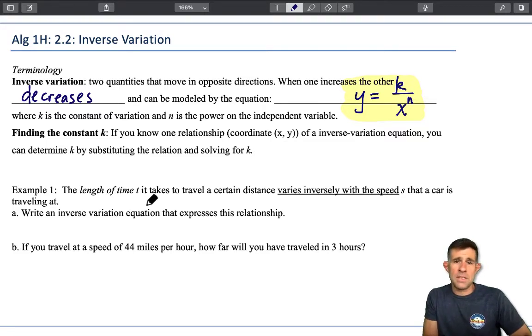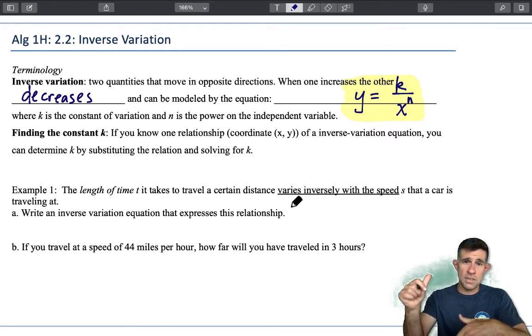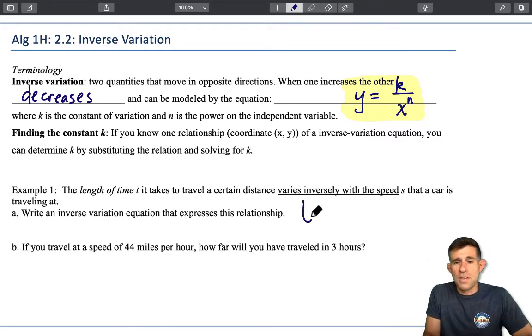The length of time it takes to travel a certain distance varies inversely with the speed that car is traveling at. Think about it for a minute. You live a certain distance from school. Let's say one day your older sibling drives you to school at a much faster rate than the bus drives you to school. Well, you're going to get there a lot sooner if you drive at a faster rate. So as your rate increased, the time it took you to get to school decreased. We would say t, the time it takes to get to school, is going to be inversely related to the speed at which you're traveling. So t is equal to k divided by s.